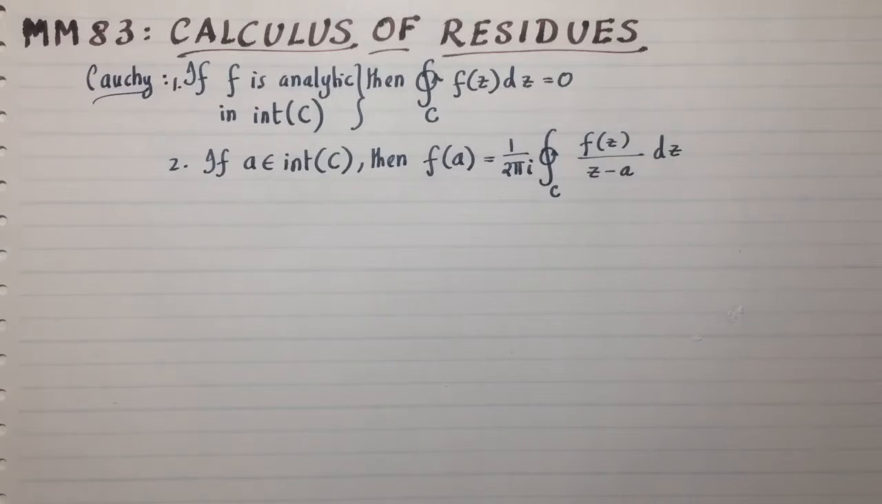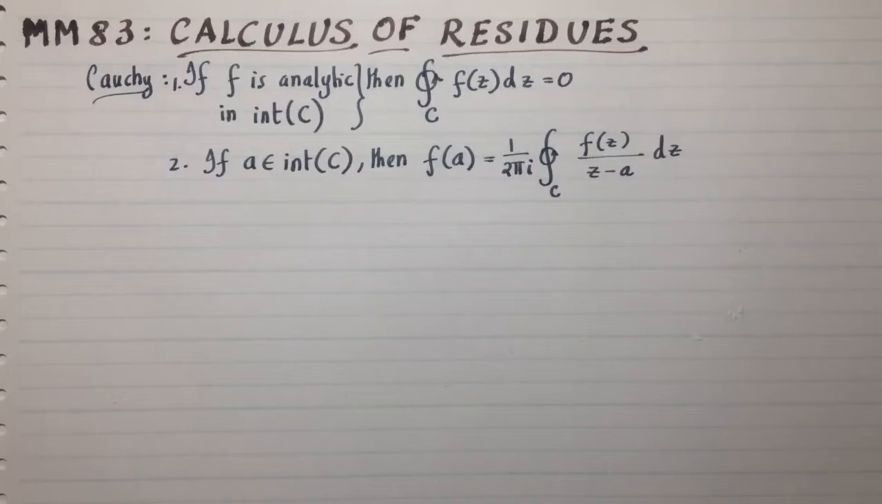We'll start this video by announcing, as a couple of theorems, two amazing results due to Augustin Louis Cauchy. These are known as the Cauchy residue theorems. The first theorem is that if f is analytic in the interior of a simple curve C, then the closed integral of the function f around that curve is equal to 0.